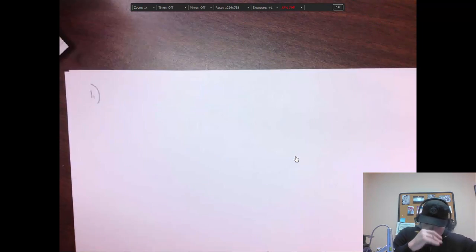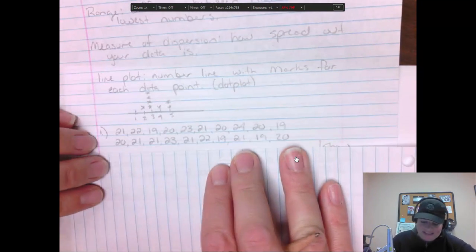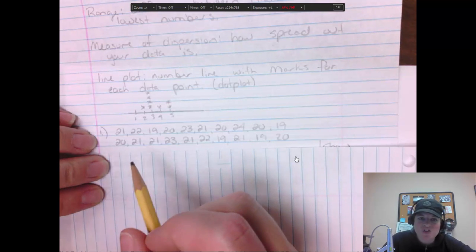So, oh, maybe I'll just show. I don't want to show the answers though. Let me cover up part of that. Oh, let's write them out again. Okay, so here are my numbers for the first example. This is one of the examples straight out of the book.